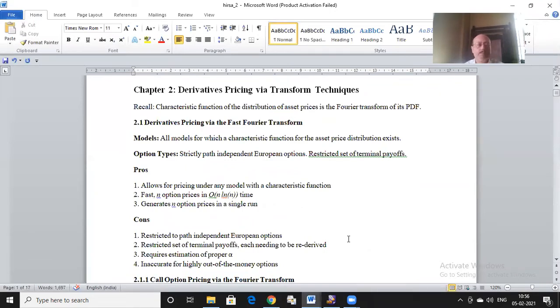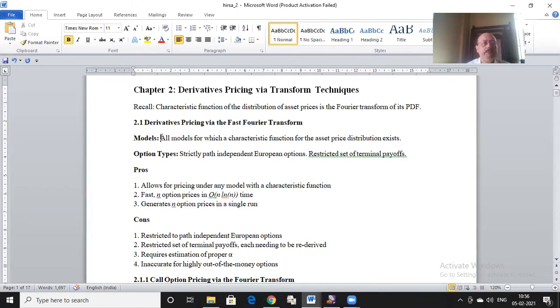So that is clear, then I can actually start talking about chapter 2. And chapter 2 is transform techniques. And recall that this is the place where I do know the characteristic function, and characteristic function of the distribution of asset prices is nothing but the Fourier transform of its PDF. So I do know the characteristic function, and hence we start this technique.